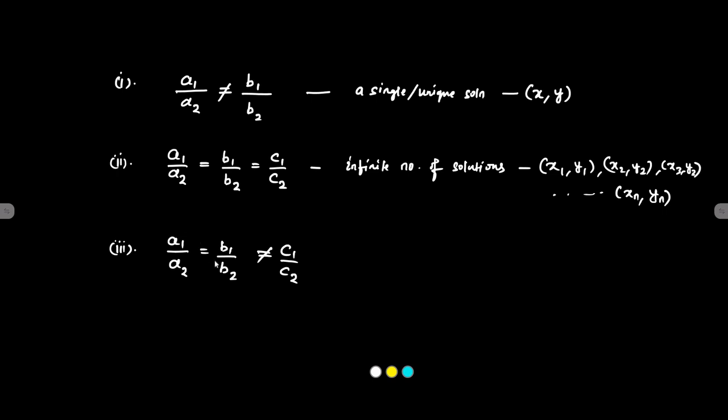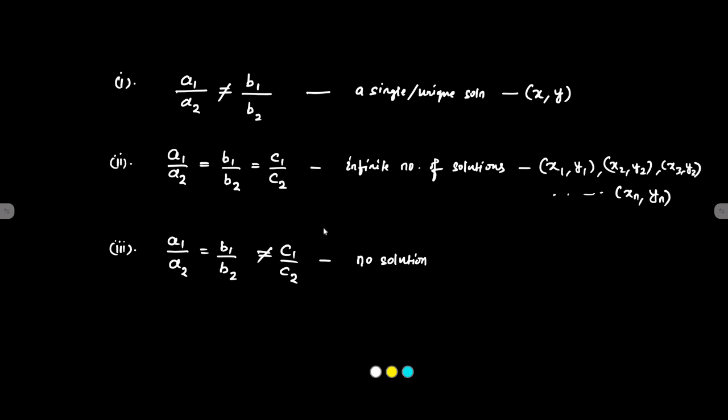So in this case, where the ratio of the coefficients of x and y are equal, but they are not equal to the ratio of the constants for the two equations, the above system of equations has no solution. There is no single pair of values of x and y which satisfies the above equations. Okay, they have no solution.